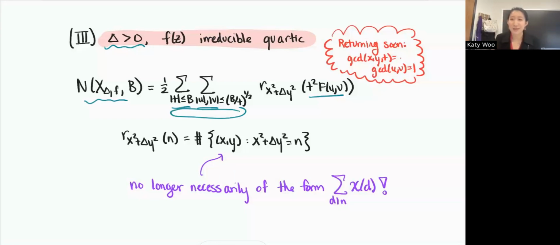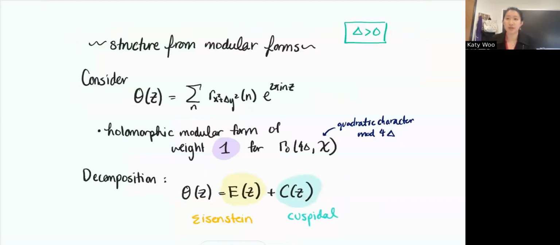But we have bigger problems to worry about at the moment, because this representation number, the number of ways of writing n as x squared plus delta y squared, no longer necessarily has the form of the sum over divisors of n of chi of d. And that was really the starting point for the previous argument. So now we need to find some new structure to use in order to start working with this sum. And that structure is going to come from the theory of modular forms.